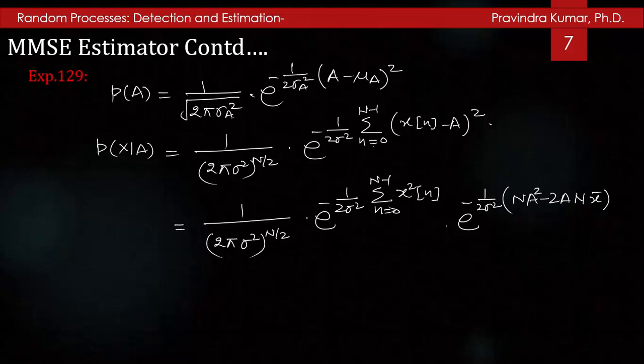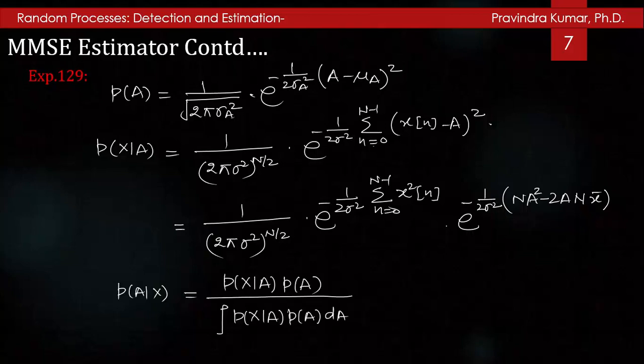And I can write it as 1 by (2 pi sigma squared) to the power n by 2, times e to the power minus 1 by 2 sigma squared, times the summation from n=0 to N minus 1 of x squared [n], and times e to the power minus 1 by 2 sigma squared, times (N a squared minus 2 a N times the sample mean x bar).